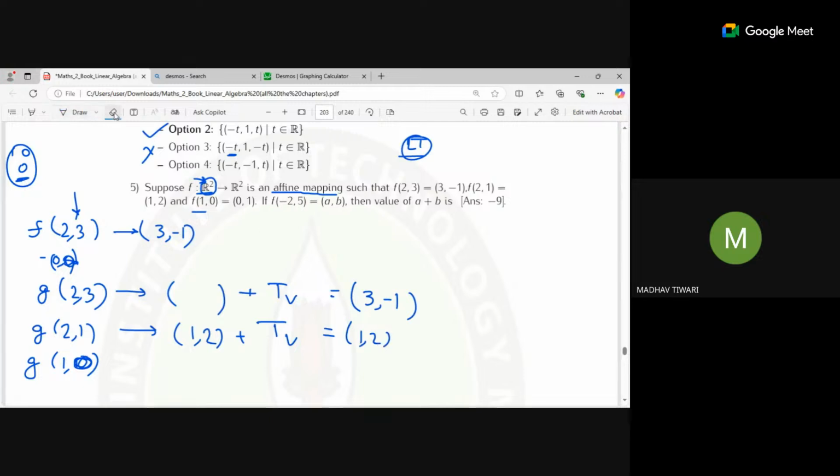Sorry, not 1 comma 2. I got some value here. Same here. I transformed it and I got some value. I added the translatory vector and I got the value 0 comma 1. You can see 1 comma 0 is linked with 0 comma 1. This is with this, with this.